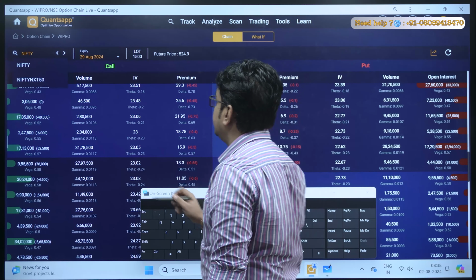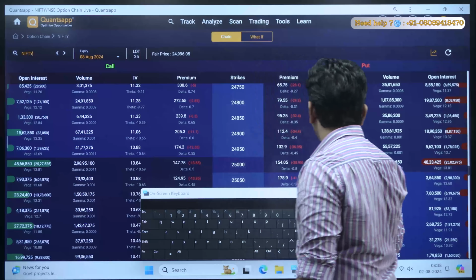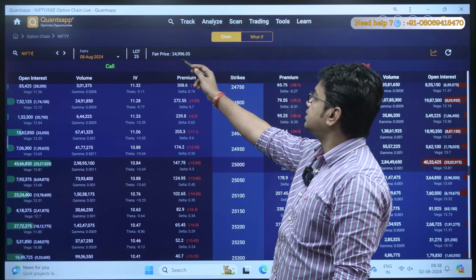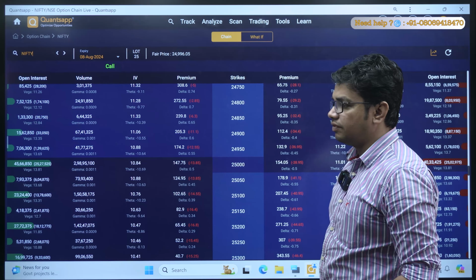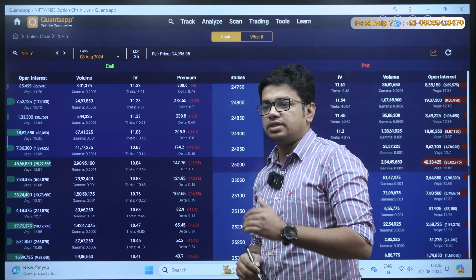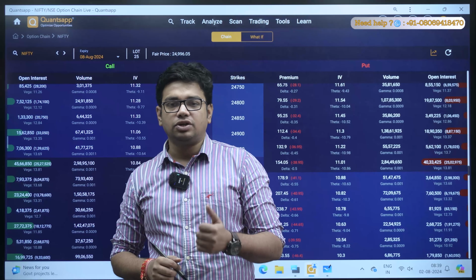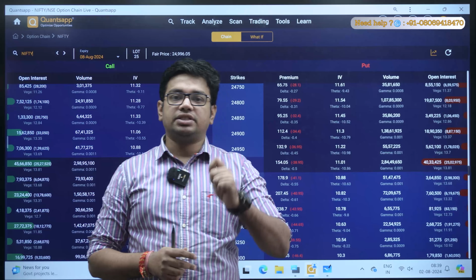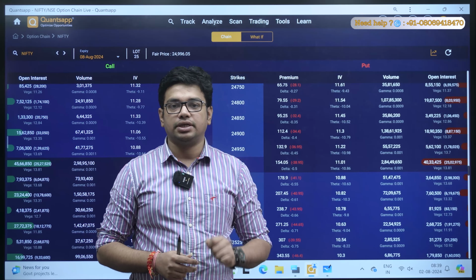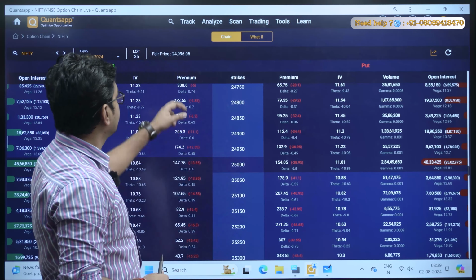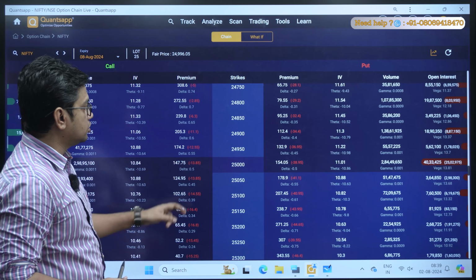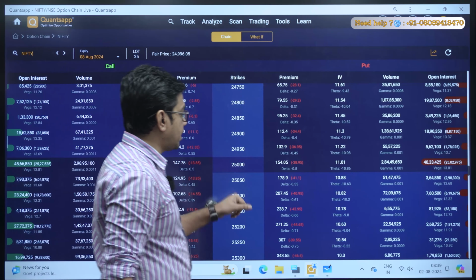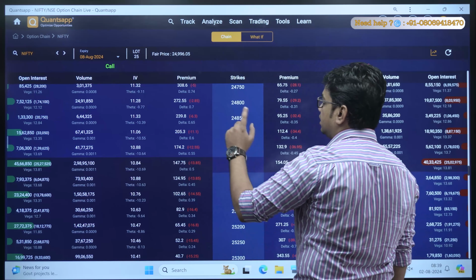So it is Nifty. Here you can see the spot right now. The fair price is around 24,950. Whenever the spot price is not exactly at the 00 figure, whatever strike is nearest to that price will be considered as the spot price. So it is 24,996. That is why 25,000 is considered the spot price, because this strike is the nearest to the fair price.